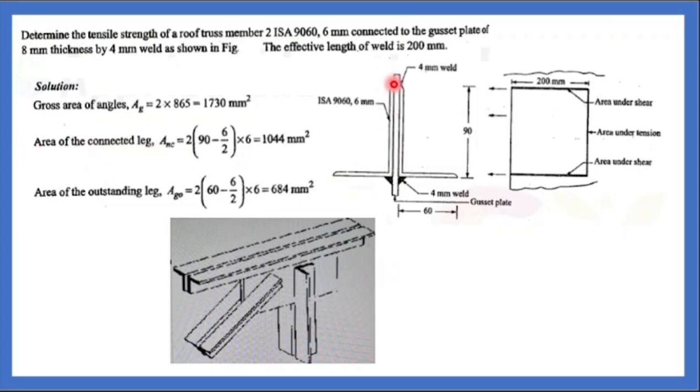So how to find this long leg area? You have 90 mm minus 6 by 2, that is half of the thickness, multiplied by the thickness 6. Multiplying by 2, because they have two connected legs. The area of the two outstanding legs is with 60 mm: 60 into the thickness 6, subtract the effective thickness 6 by 2, hence you will be getting 684.